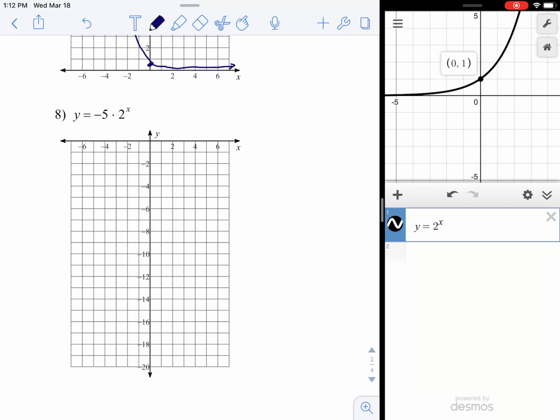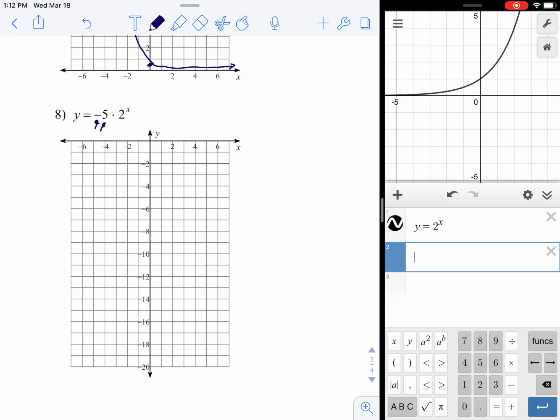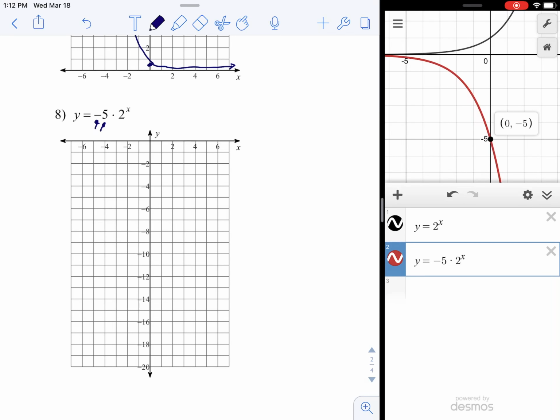Okay, if you said the negative is going to flip it upside down, you are right. And if you said 5 is going to move the y-intercept, you are right. Let's look. y equals negative 5 times 2 raised to the x. And there it is. (0, negative 5) is the intercept. The asymptote is still the x-axis, but it curves like this.